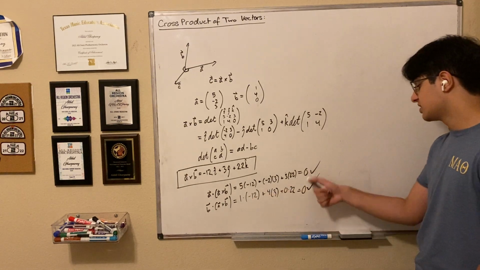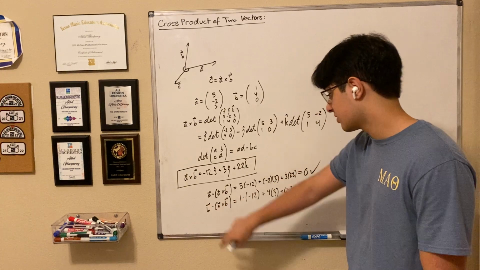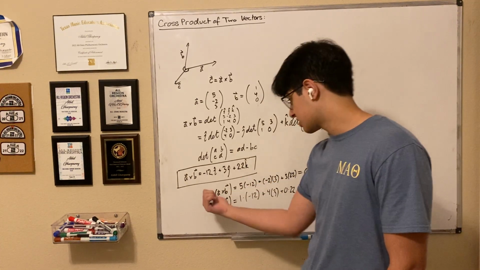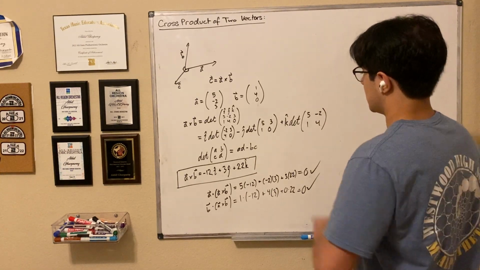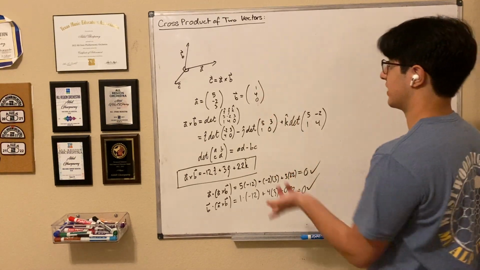So since both of these dot products are 0, that means that the cross product is both perpendicular to A and B. That is what it's saying. So that's just a basic idea of how to compute a cross product of two vectors.